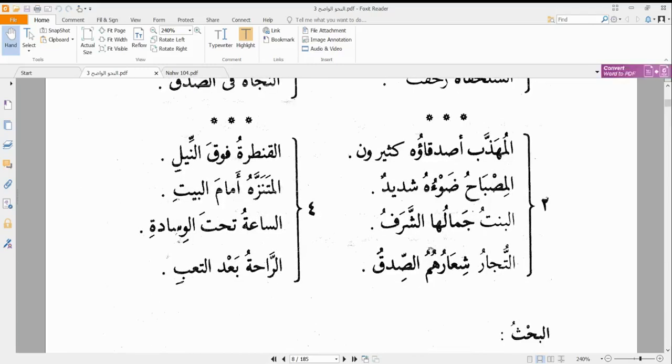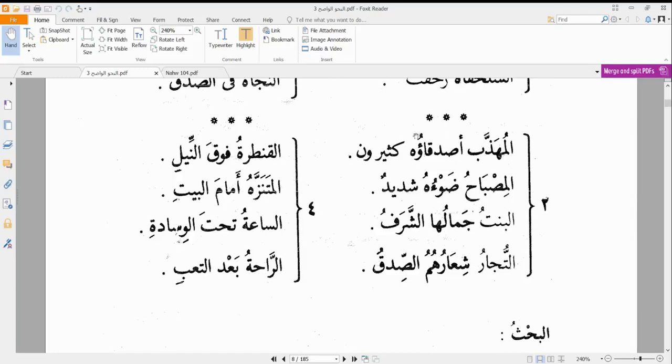So now let's look at the second type of example. We have jumla ismiyya as our khabar. We have al-muhadhabu asdiqa'uhu kathirun. Al-muhadhabu, the civilized person, asdiqa'uhu kathirun, his friends are many. So we can see, like we explained, that there must be a domir, a pronoun, that points us back to the mubtada, and so we can see that this "hu" here is referring to al-muhadhab. So that is the civilized person, his friends are many, and our khabar in this case is asdiqa'uhu kathirun.